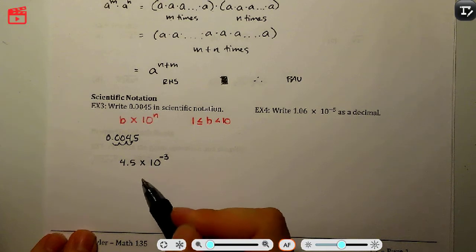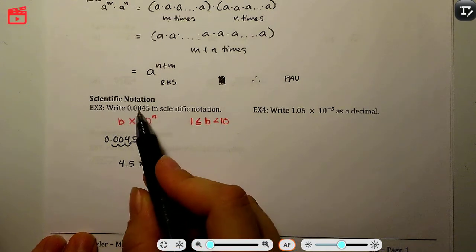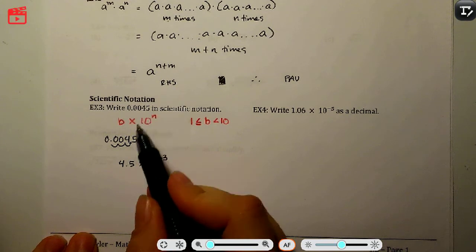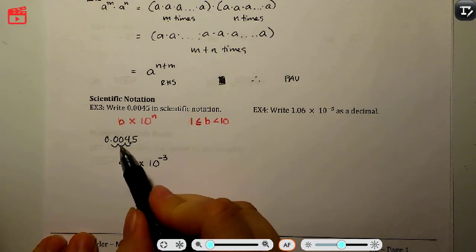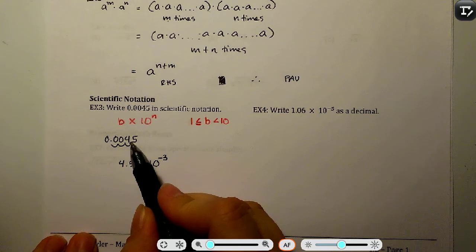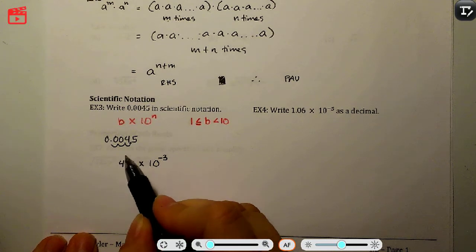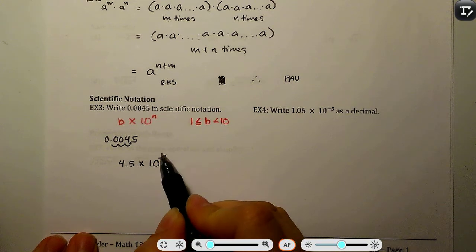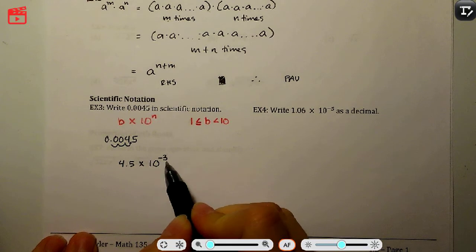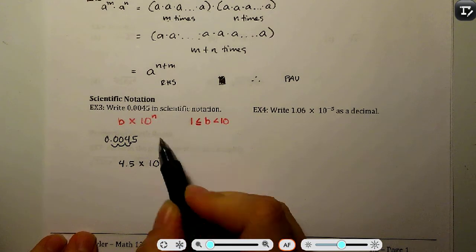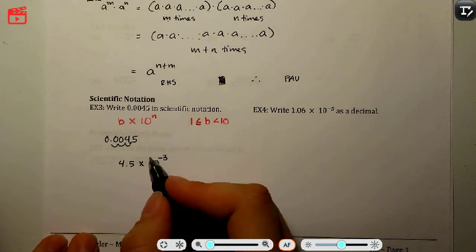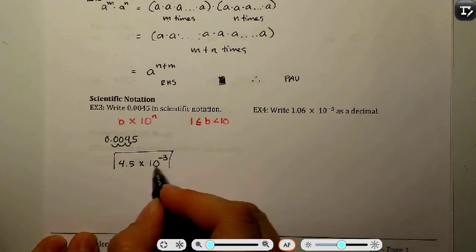Let me restart that. So we had 0.0045, and we're trying to write this in scientific notation. To do that, we had to move our decimal a number of times until we got the number between 1 and 10. Then we multiply that by 10 to the number of times we moved our decimal, which is 3. And since our number was originally a small decimal, we'll use the negative. And there we go, scientific notation.